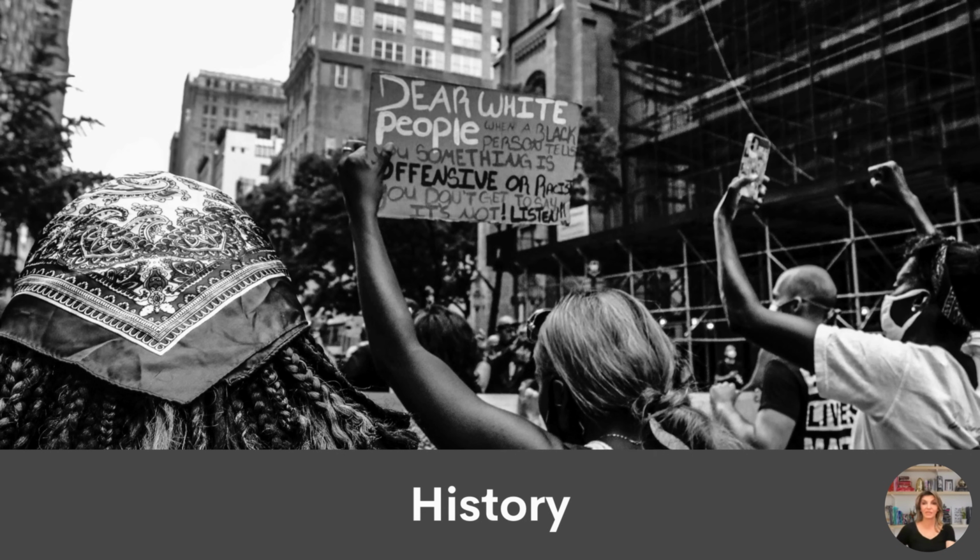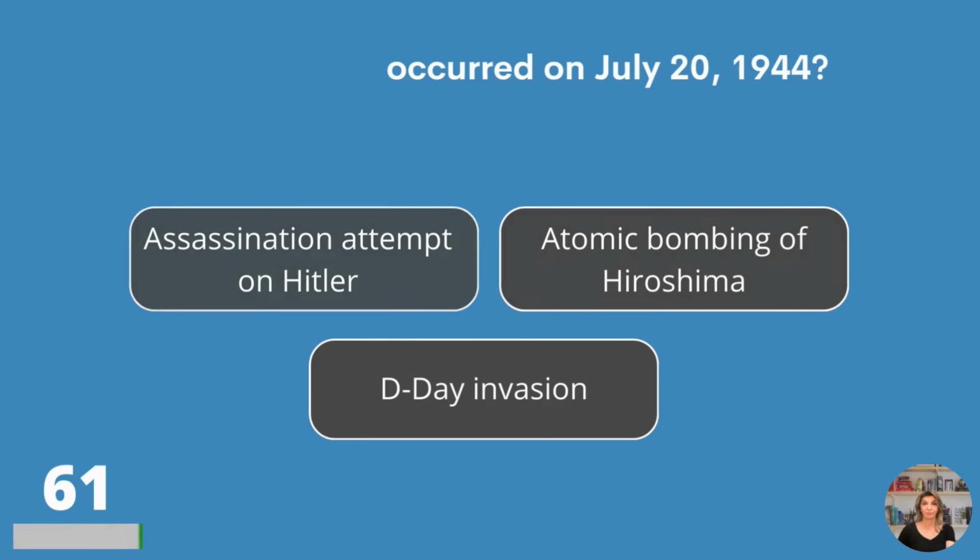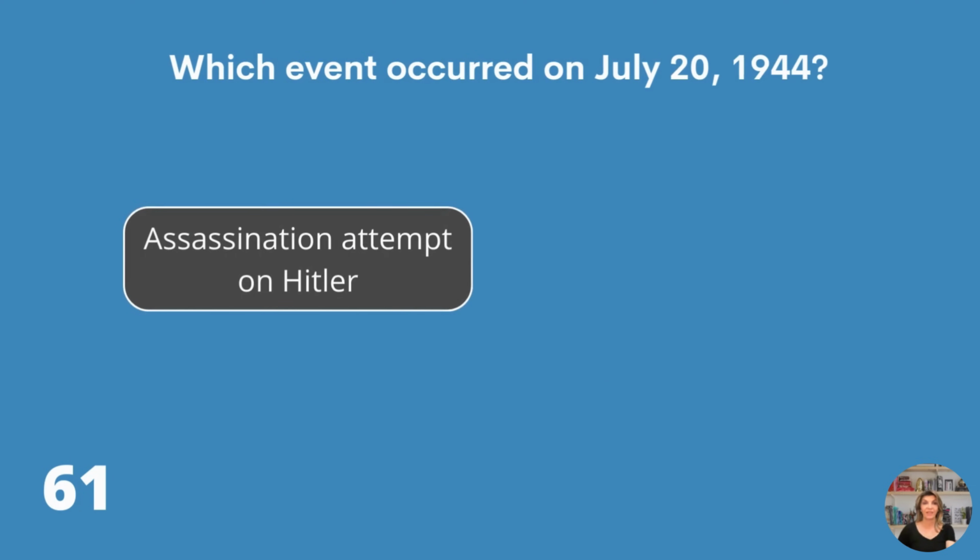And let's move over to history. We are at question 61. Which event occurred on July 20th, 1944? The assassination attempt on Hitler, the atomic bombing of Hiroshima, or the D-Day invasion? The assassination attempt on Hitler.